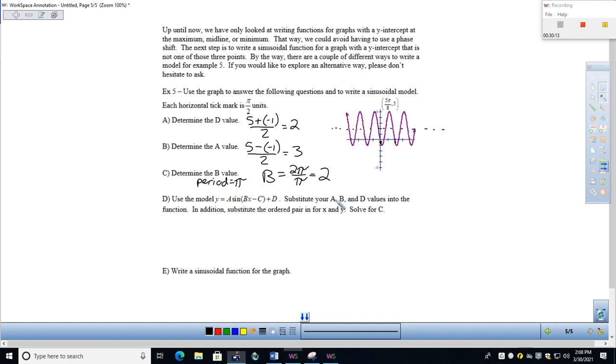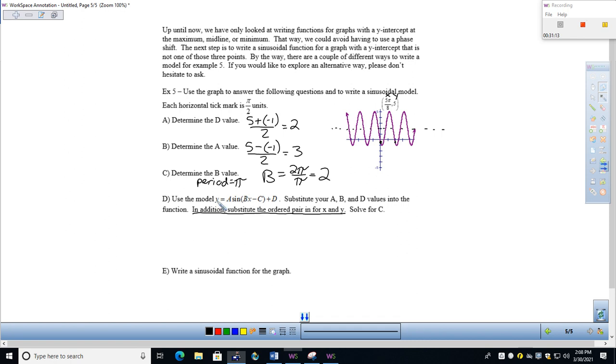So it says substitute A, B, and D into the function. In addition, here's the key. Notice the one thing I had to give you. I had to give you an x and a y. So remember how functions and graphs work. If it is a point on the graph of the function, then it has to make the equation true. And so we're going to use the x and the y in order to find the only thing that'll be missing, which will be c.